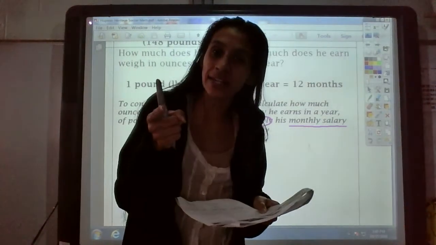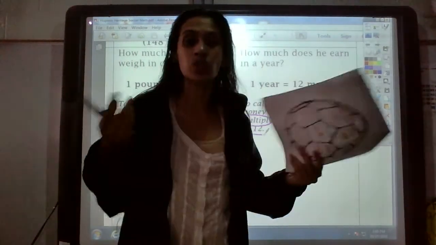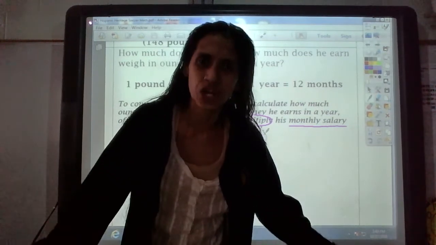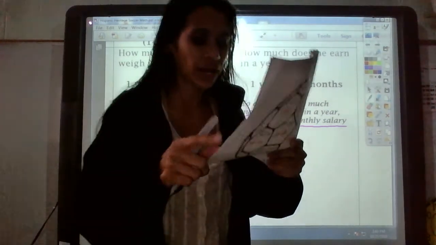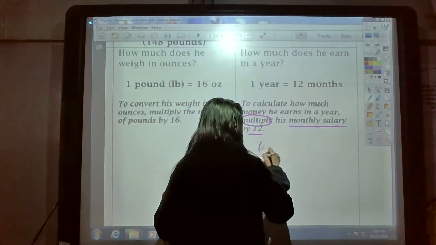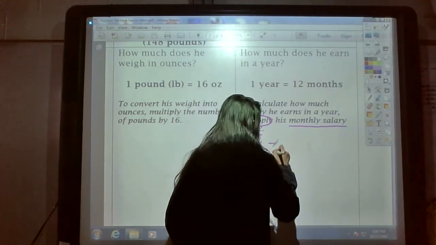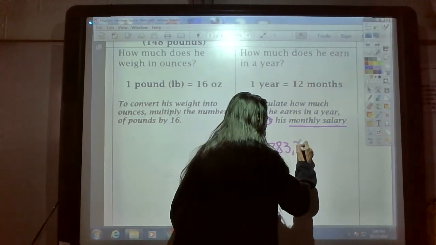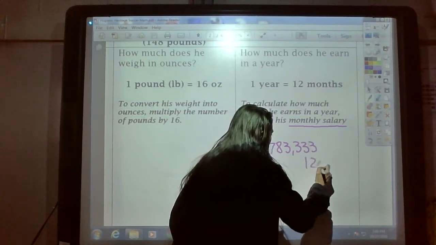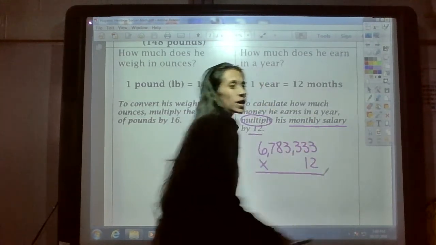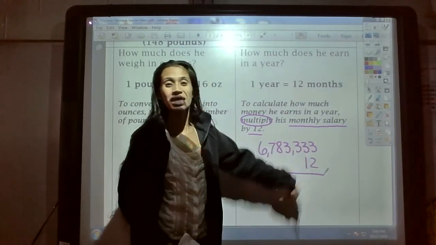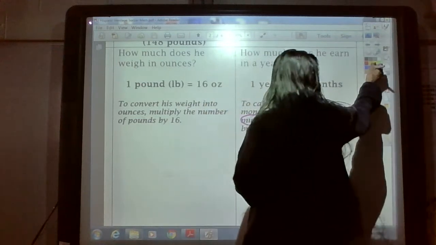Make sure you write it down correctly, because sometimes you work it out right, but then the problem, you didn't write it down correctly, and then it's wrong. Then you got to start over. So I'm going to write it down correctly to make sure we don't have to start it over. All right, so he makes $6,783,333 times 12. Numbers are lined up nice and straight. That 12 has a tens and a ones, so it's lined up with that tens and ones, okay?